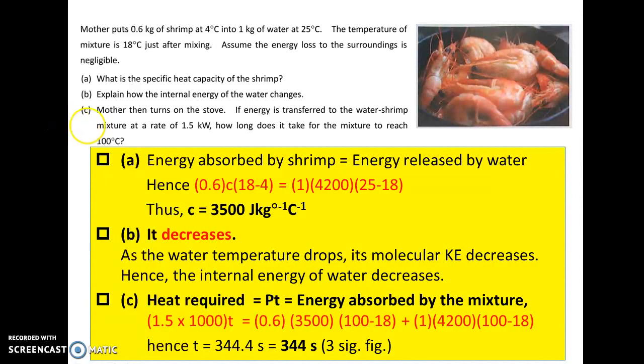Then we move on to part C, where the mixture is heated on a stove, and you are asked to find the time required for the mixture to reach 100 degrees Celsius again. So the energy supplied by the heater should be just enough for the mixture to reach 100 degrees Celsius. In this way, it takes 344 seconds.